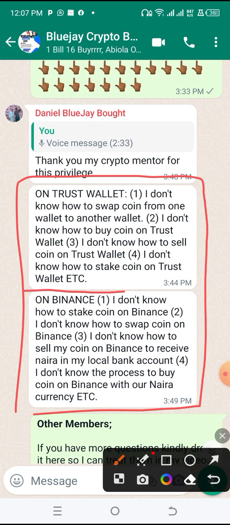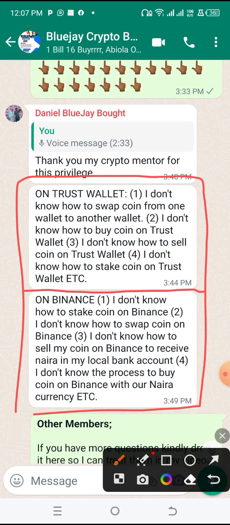All right. I'll first and foremost want to talk about the Trust Wallet. Then I'll move to the Binance with another video, if there's no time to. Anyway, let me quickly show you exactly what he said there. On the Trust Wallet, I don't know how to swap from one wallet to another wallet.